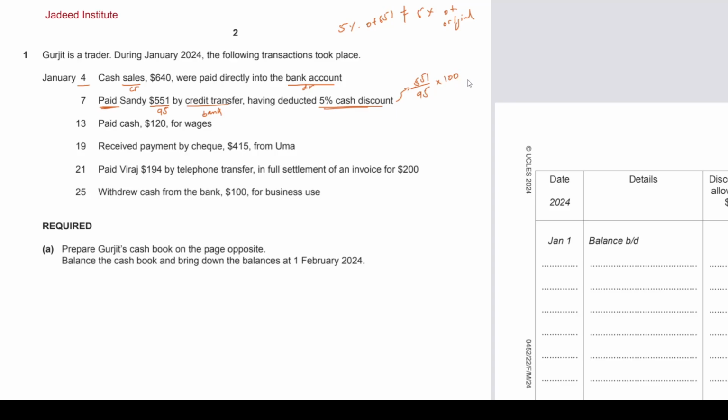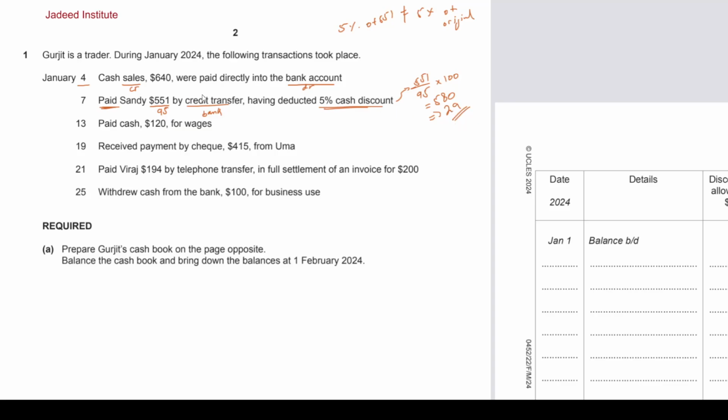551 gives me 580. That gives me 580. So that must be the original amount. That's what we received. And so 29 is the discount received.